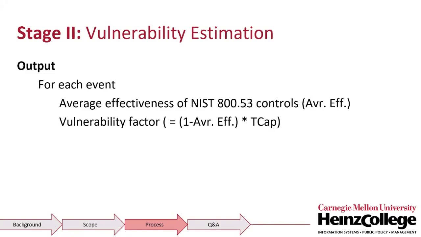Afterwards, the vulnerability factor of the organization with respect to every single event was calculated by finding the product of the inverse of the controls' average effectiveness and the threat capability for each risk event. Recall that the vulnerability factor in the FAIR method is interpreted as the probability of getting a loss event given a threat event. Thus, if the control effectiveness were 100%, the vulnerability factor would be 0.